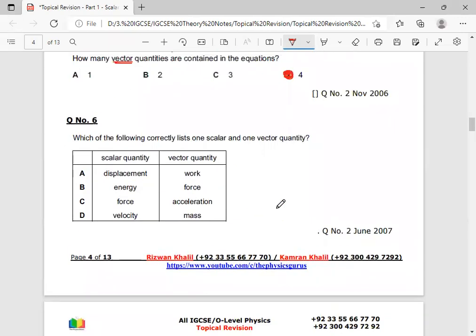Next question. Which of the following correctly lists one scalar and one vector quantity? Displacement vector, energy scalar, force vector, velocity vector. Scalar quantity, energy. So option D is the correct answer, and recheck it. Work scalar, force vector. Under the column of scalar, which option is correct? Energy. And under the column of vector, which option is correct? Force. So option B is the correct answer.